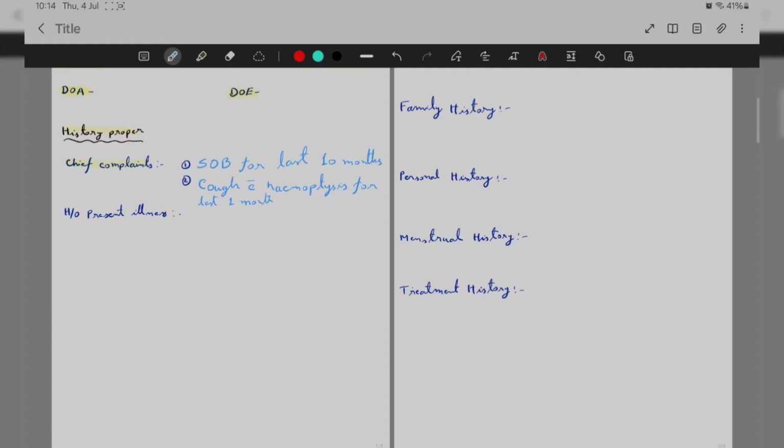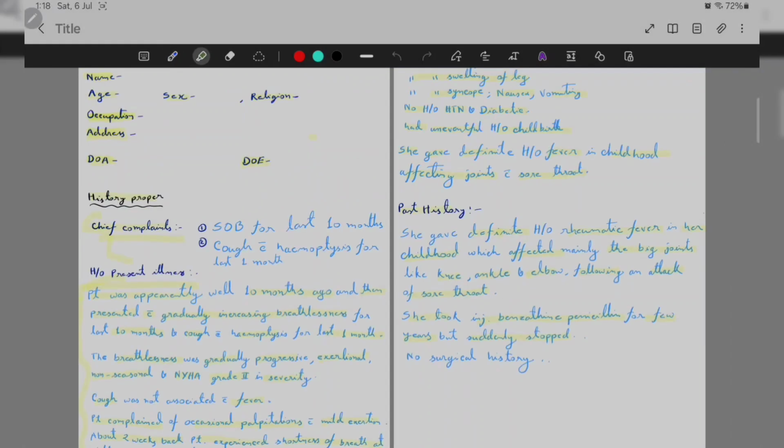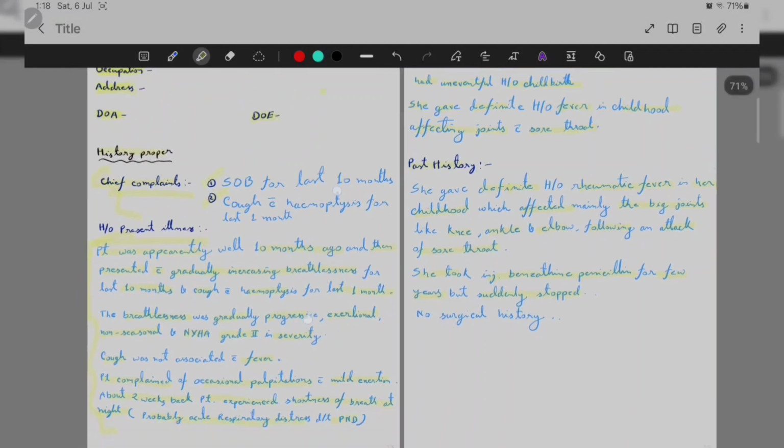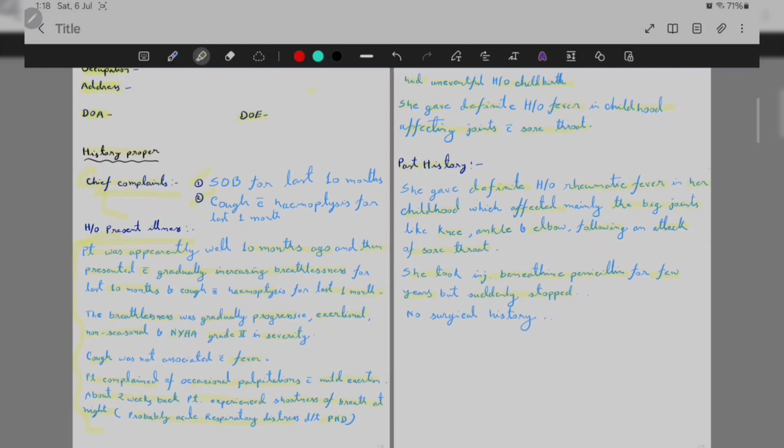After that, the history of present illness. In the history of present illness, you have to elaborate the chief complaints. What do you have to write in the present illness? At first, the patient was apparently well before how much time? Here the patient was apparently well 10 months ago, and then presented with gradually increasing breathlessness for the last 10 months, and cough with hemoptysis for the last 1 month. After that, you have to elaborate the shortness of breath. The breathlessness was gradually progressive, exertional, non-seasonal, and NYHA grade 2 in severity.